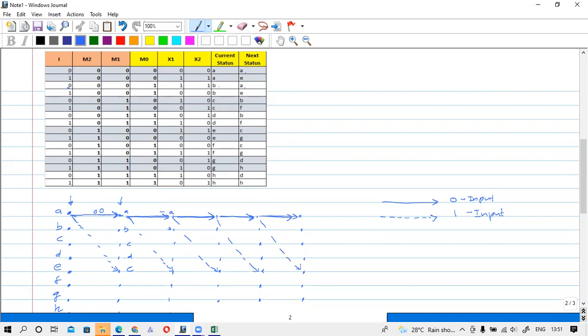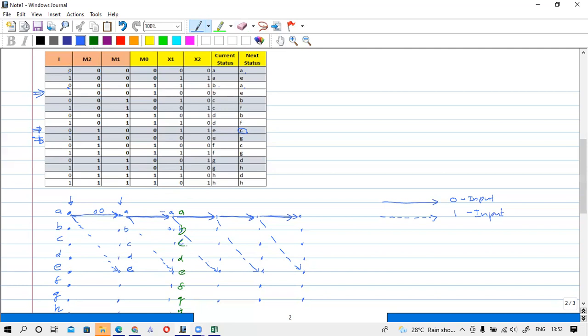Now you can see that in this case we have two states, and one state is already done, and we have to complete this E state also. So this is the E state, sorry, this is the E state. If the input is zero, it will move to state C. So this is the state: A, B, C, D, E, F, G, H.